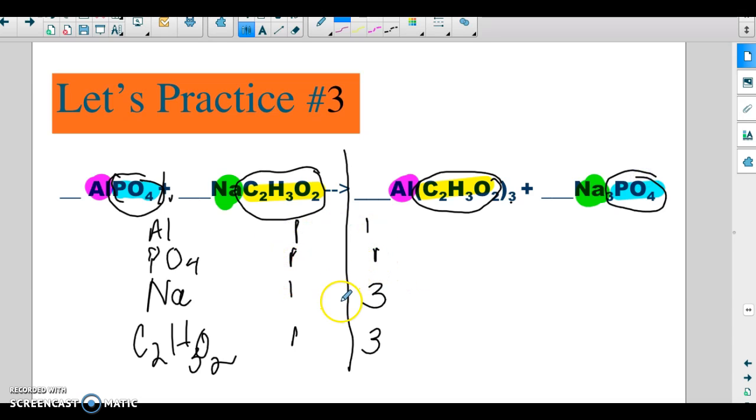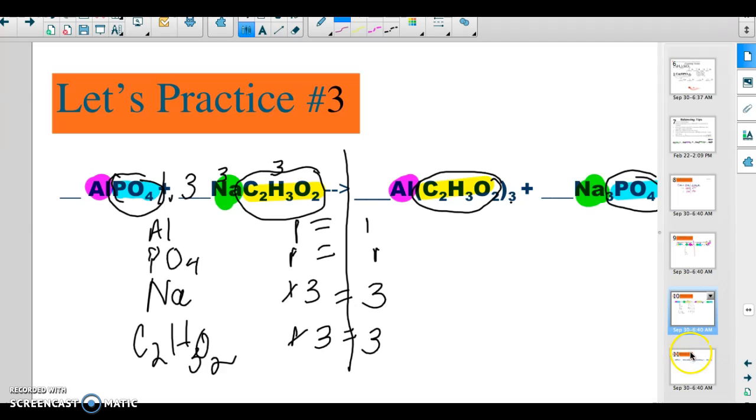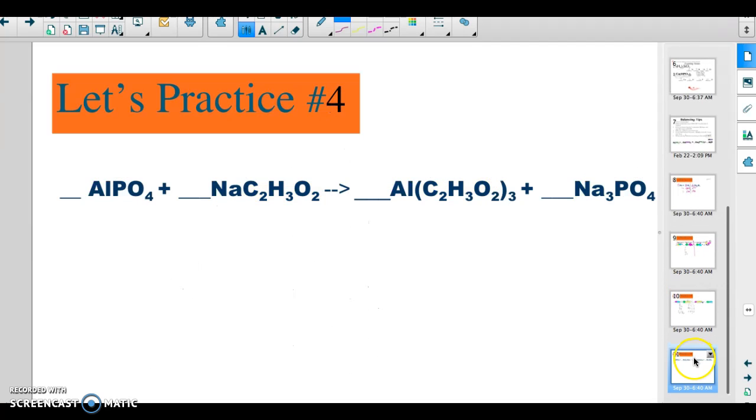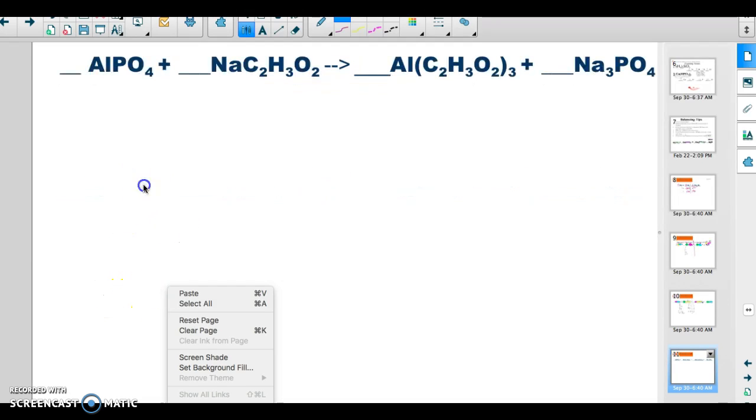So I want to make these equal. Let's just start with the sodium. I need to have 3 sodiums so that they equal on both sides. So I'm going to put a 3 here. So now I have 3 sodiums and I also have 3 acetates. So I'm going to change this. And now I'm done. Pretty cool, huh? And then I think we'll just stop there. Actually, let me do one more with you.